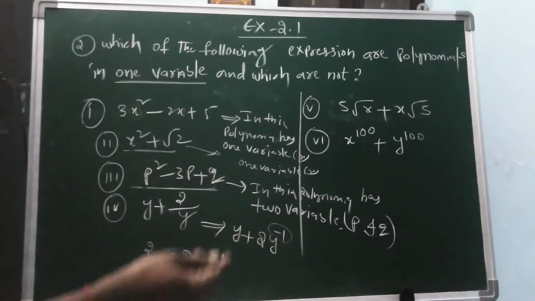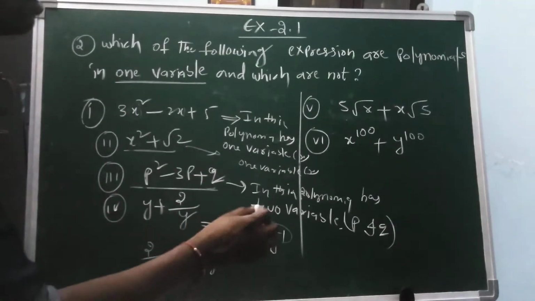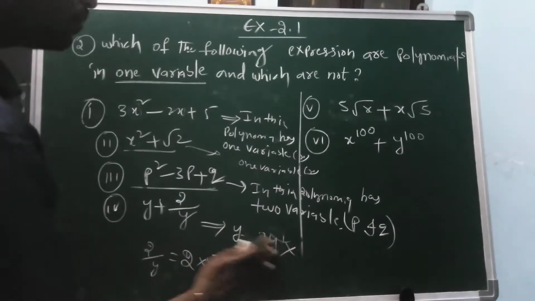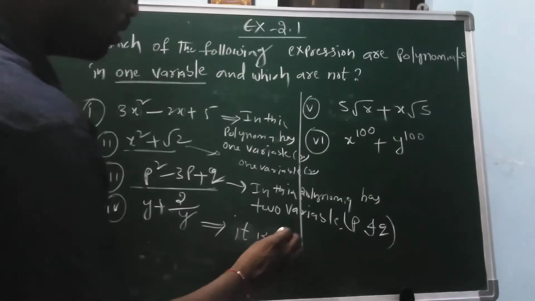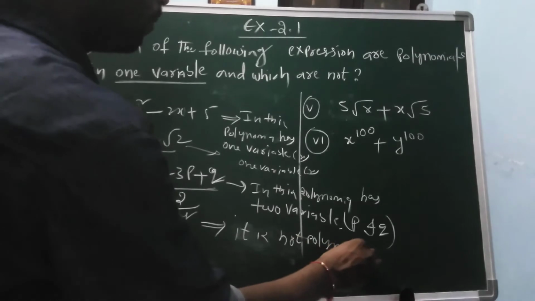So we know very well, polynomials are what? Expressions in which the variable involved has a non-negative integer power. Here a negative power is there, that means it is not a polynomial. Simply write down here: it is not a polynomial.